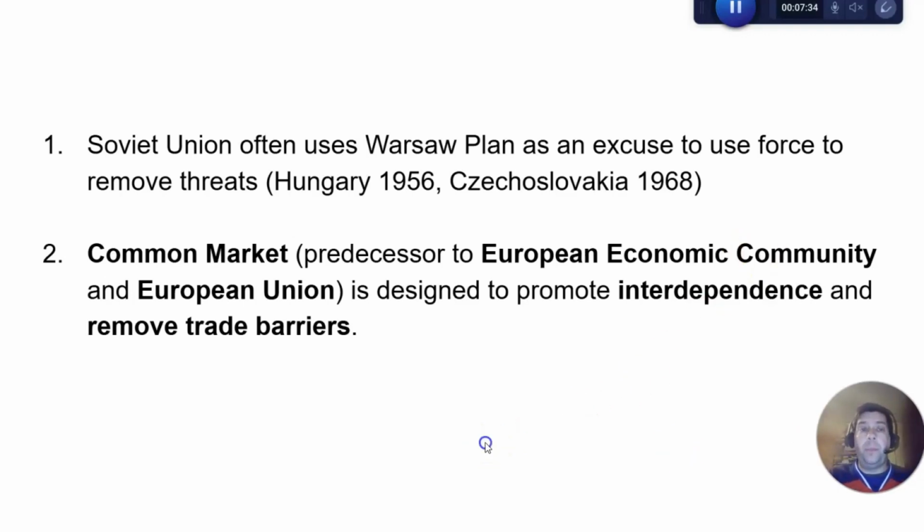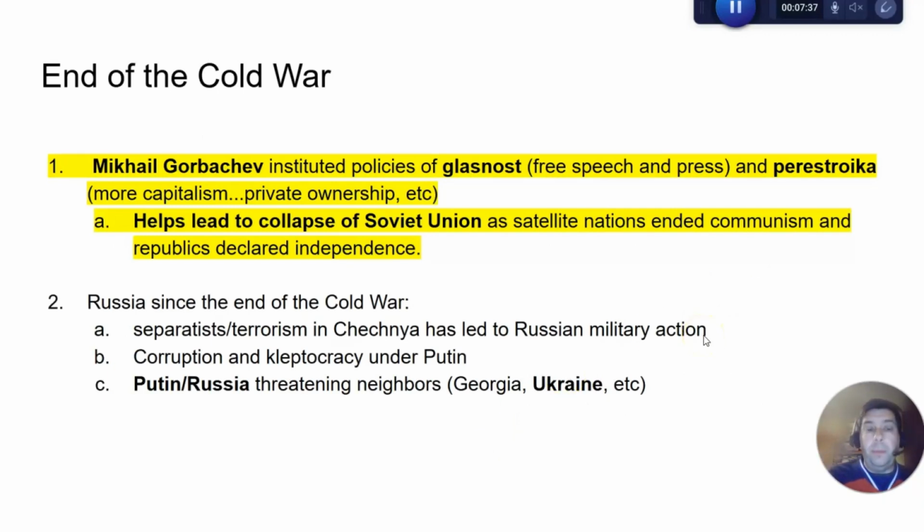How does the Cold War end? Well, several things, but think about Mikhail Gorbachev, Glasnost and Perestroika. Glasnost means free speech and openness, and Perestroika means restructuring, allowing more capitalism, really, and a little more democracy at the local level. So, again, Glasnost means openness, Perestroika, restructuring.